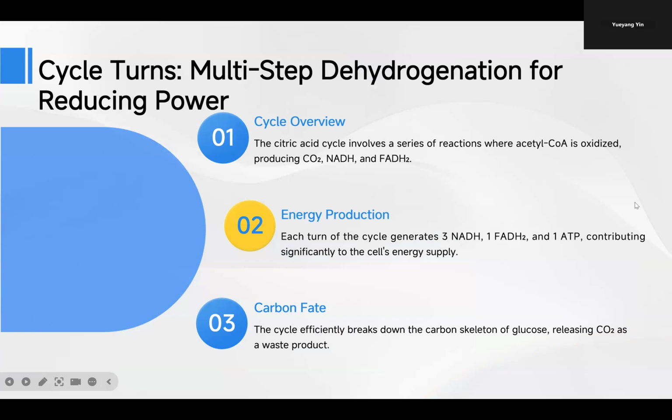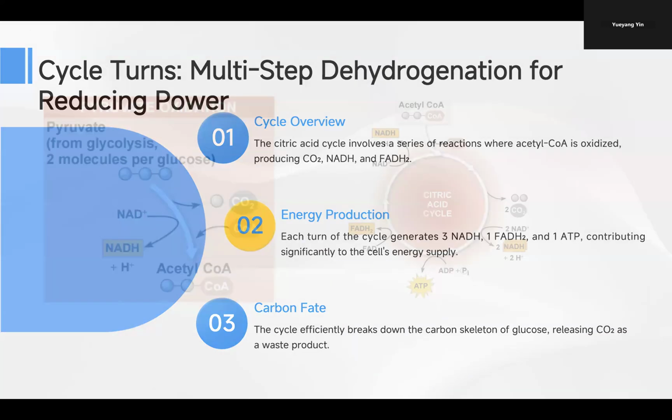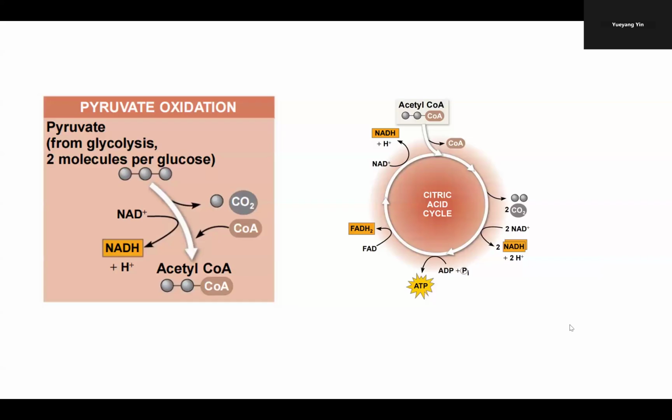This is the overview of how the energy is produced and the carbon fate. This diagram shows the cyclic nature of the process. It's an 8-step cycle. The core mission here is twofold: completely dismantle the carbon skeleton and harvest even more electrons. In each turn, the two carbons from coenzyme A are released as two carbon dioxide molecules.